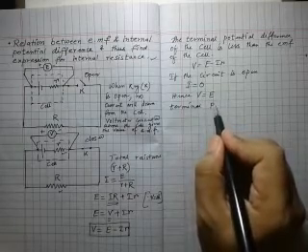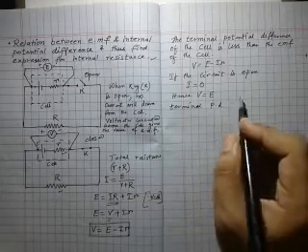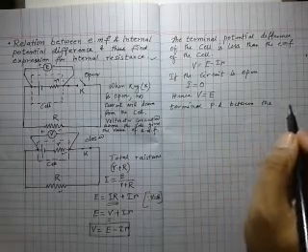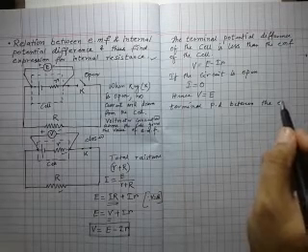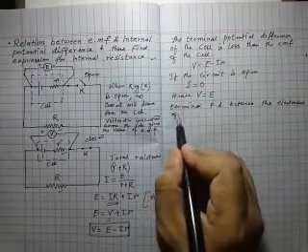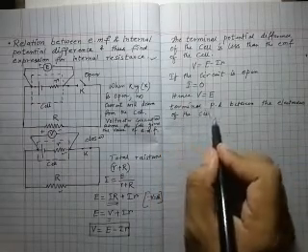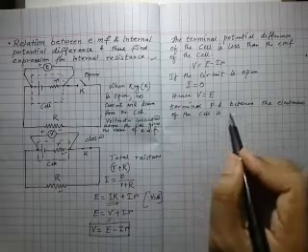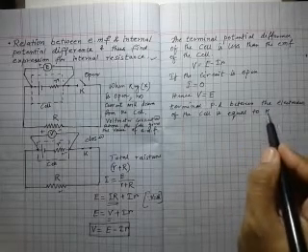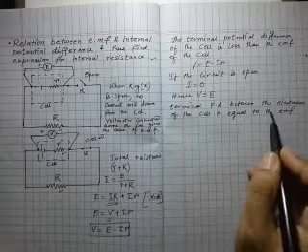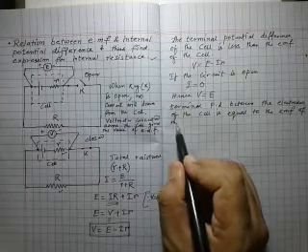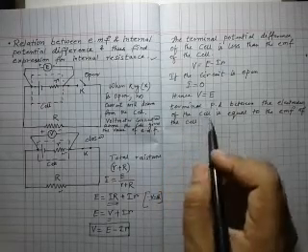So write: the terminal potential difference, in short form you write PD, potential difference between the electrodes of the cell is equal to the EMF of the cell in open circuit.